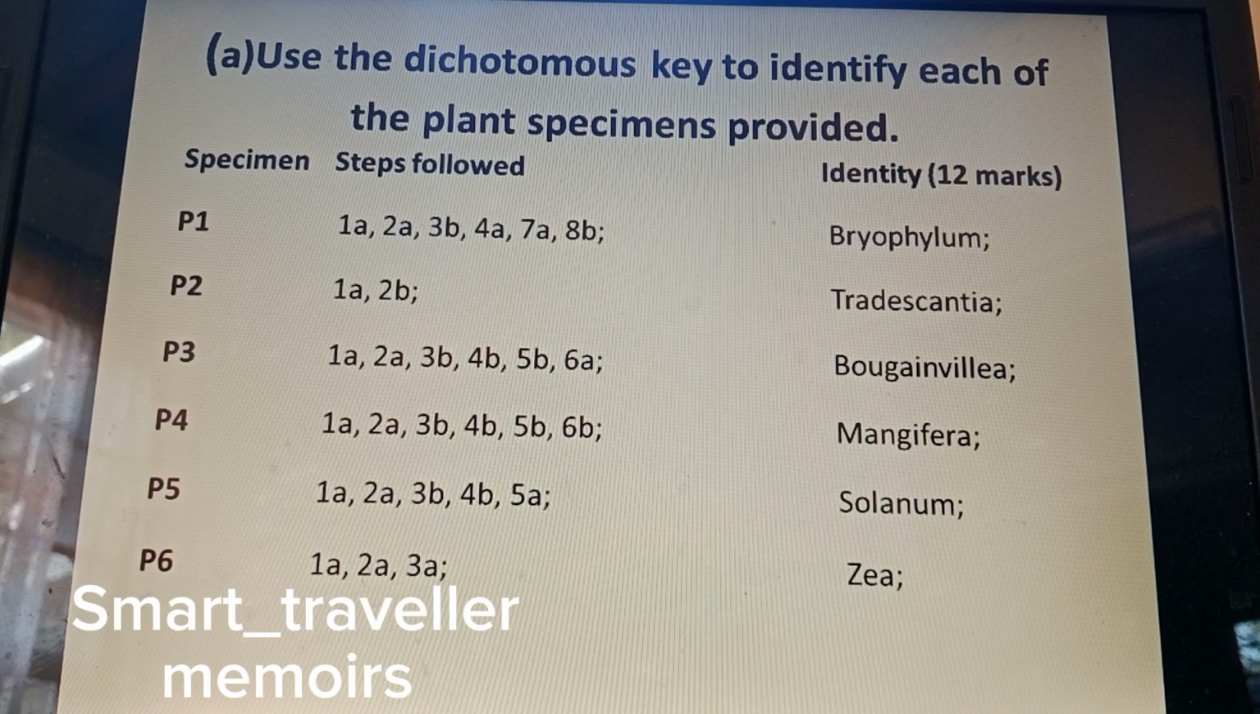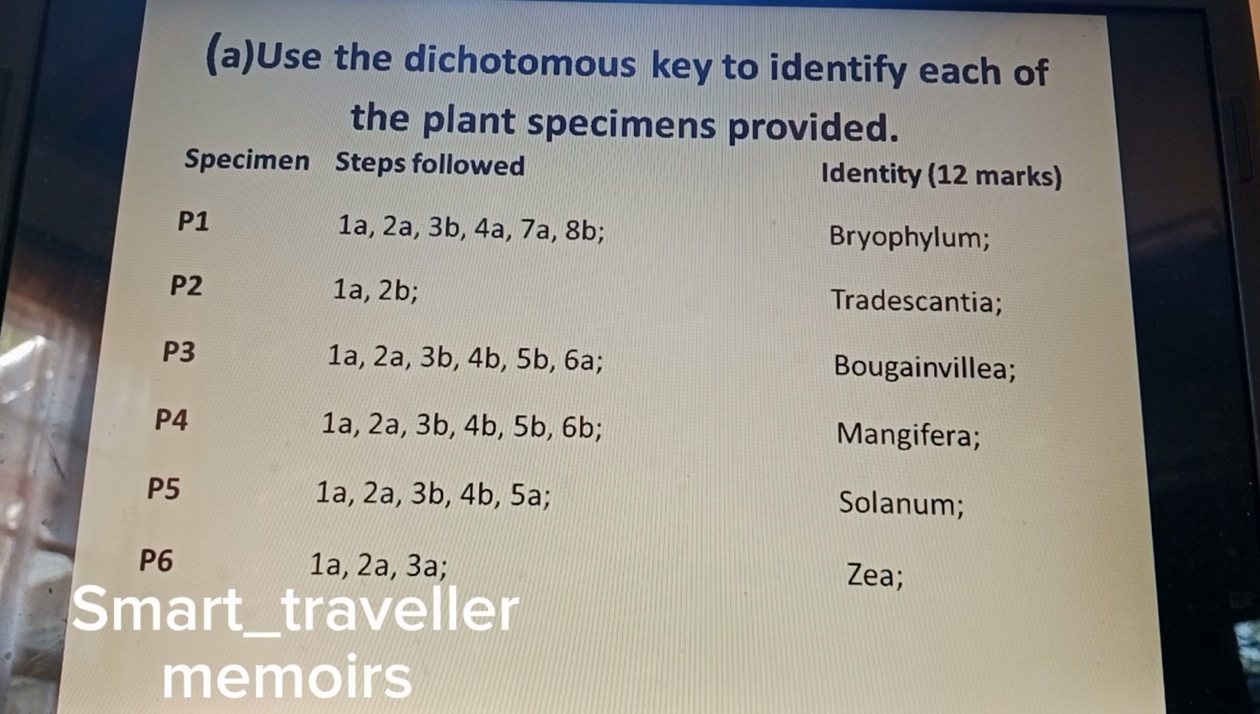P4: 1A, 2A, 3B, 4B, 5B, 6B, Mangifera. P5: 1A, 2A, 3B, 4B, 5A, Solanum. And for P6, the steps are 1A, 2A, 3A, which is Z. In that case, you have identified all the specimens given to you using the provided dichotomous key.